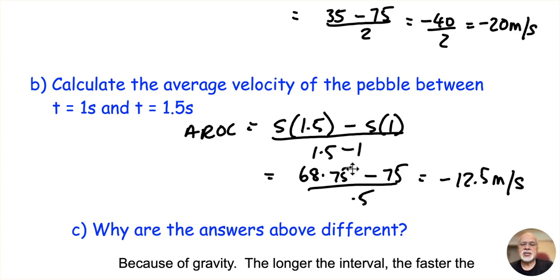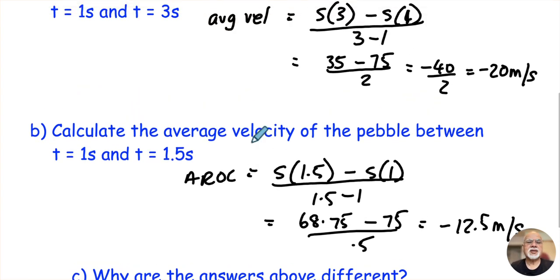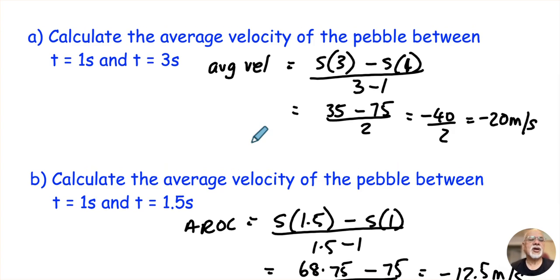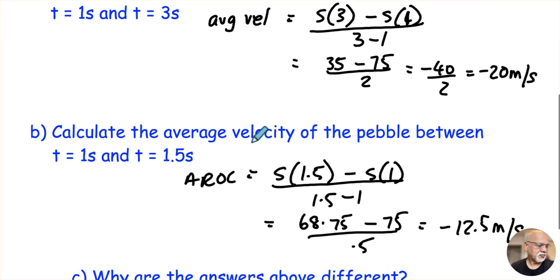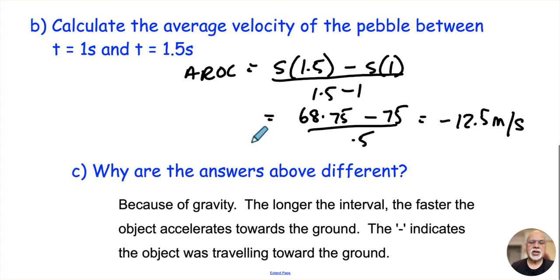And the question is, why are the answers above different? Well, quite aside from the fact that they were taken over different intervals. The first one was between 1 and 3 seconds, whereas the other one was between 1 and 1.5 seconds. The longer the interval, the faster the object is accelerating towards the ground. The minus sign for both of those answers indicates that the object was traveling towards the ground.